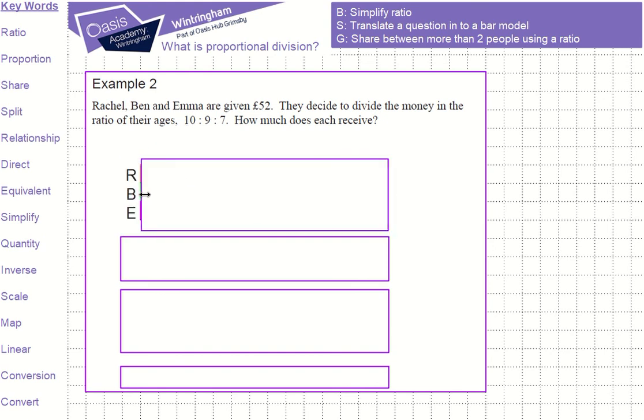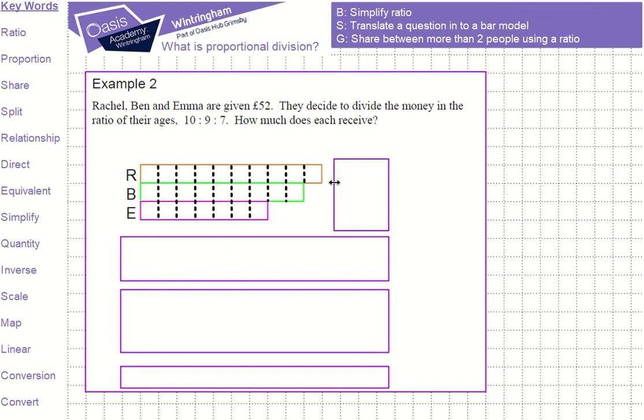And to start the bar model, the same as the last one, I need to start with the names. So I've got Rachel, Ben, and Emma. I'm then going to draw the bars for each person. So Rachel's going to be 10 squares, Ben's going to be 9 squares, and Emma's going to be 7 squares. Like that. Now take your time with those, make sure the squares are the same size, because it's really important that those are going to be equal to each other.